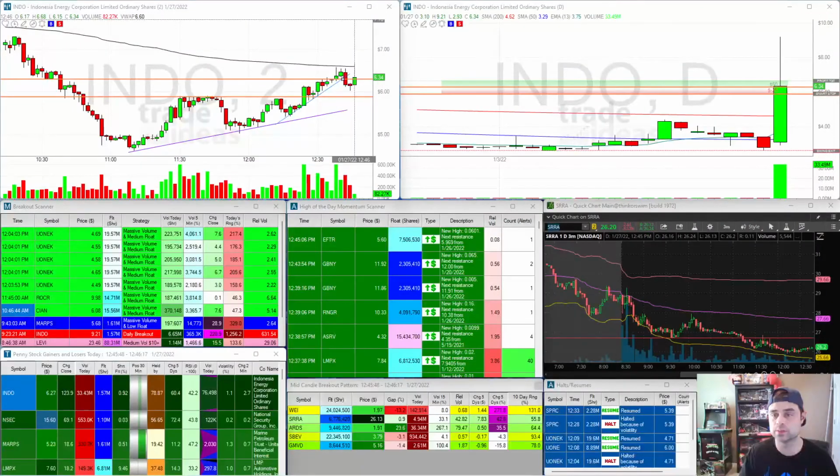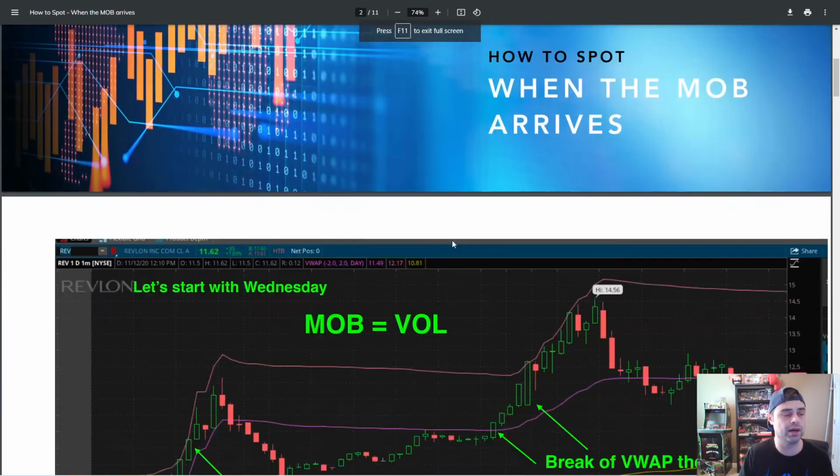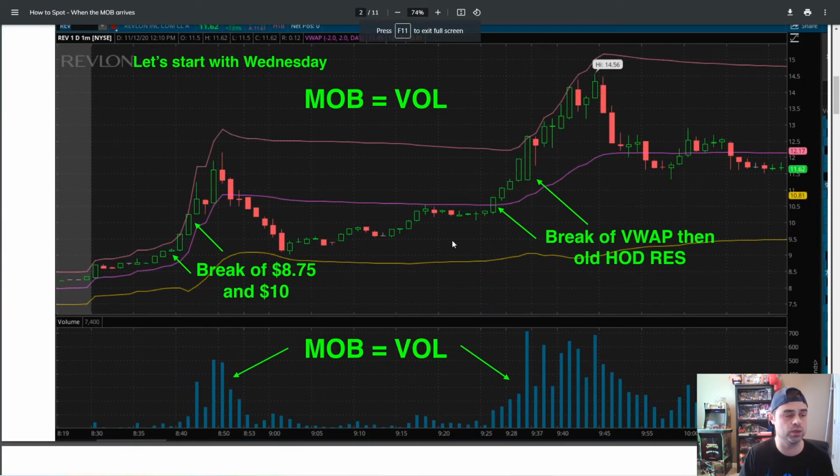And so there's that one, and I want to get into this one real quick because it goes right along with it: how to spot when the mob arrives. Kind of the same thing. I just went over this. That's why I love getting a boom right into this right here. So I've done this lesson before in the past, but I want to make sure it's recorded though.